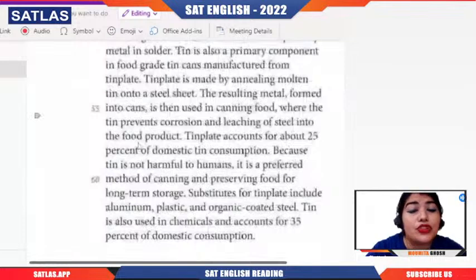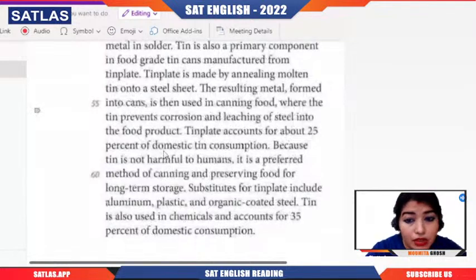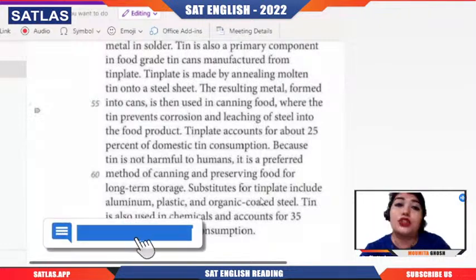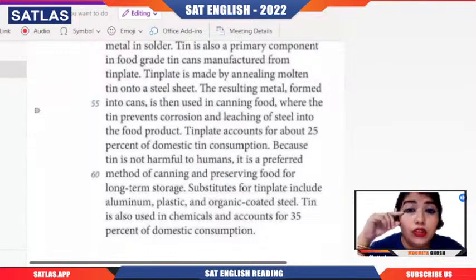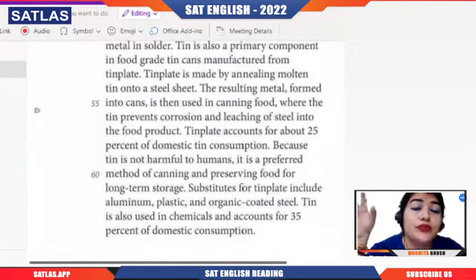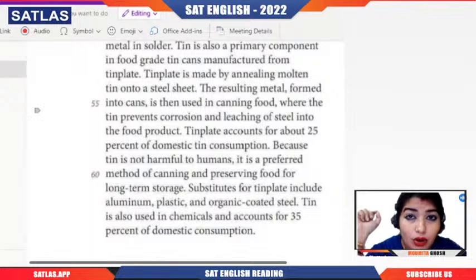Tin plate accounts for about 25% of domestic tin consumption. Because tin is not harmful to humans, it is the preferred method of canning and preserving food for long term storage. So, you must have heard of cold storage, where people preserve some foods for a very long time because tin is not a harmful element or metal for human beings. Okay, so it is safe. So you could store food materials for a very long time.